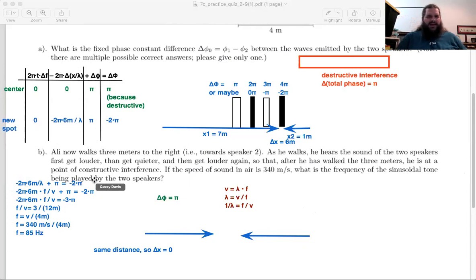And the louder than quieter than louder again is why we were able to specify destructive in the center, then walks towards constructive, then destructive, then constructive again. And that's why we needed to specify that this was specifically 4 pi or -2 pi, not just any even multiple of pi. We can be more specific. Any other questions on that one?